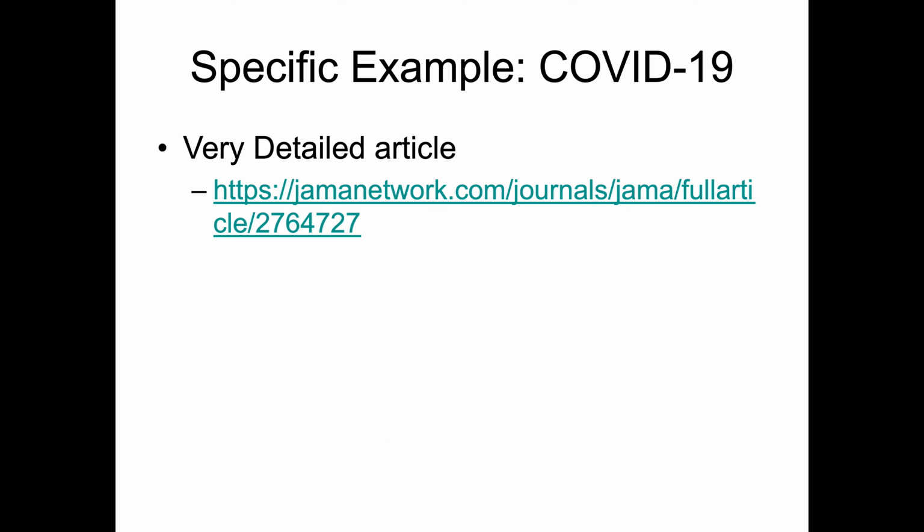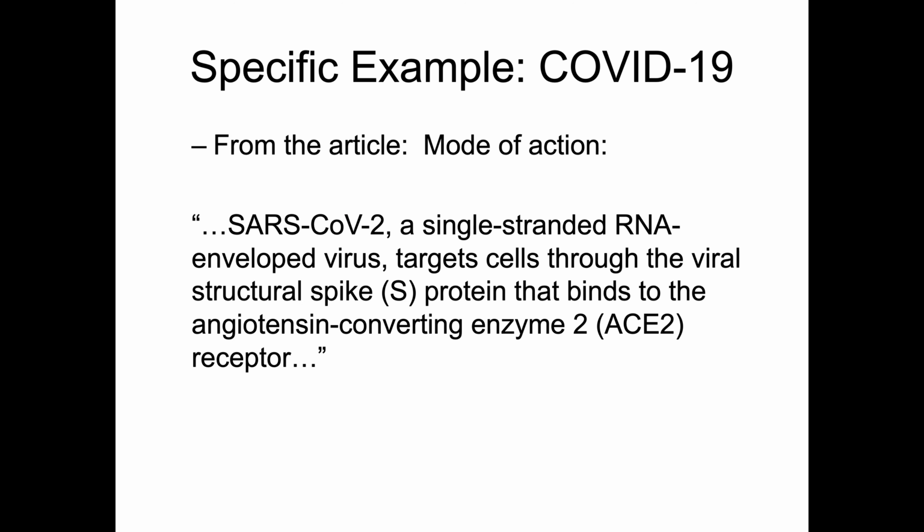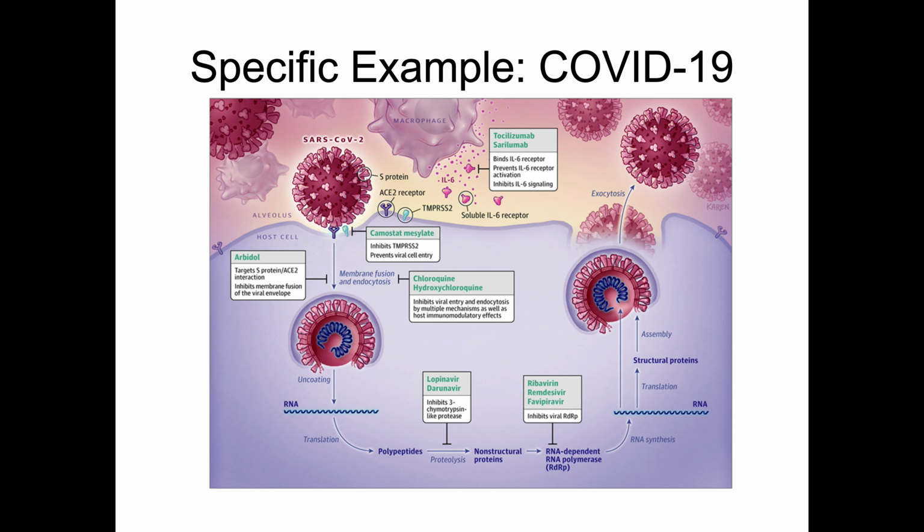Right? Now this is a really detailed article. I'm going to spend just a few minutes on COVID-19 because we're almost done with this, and then we'll segue into the next topic. So this is what the article says. It's an RNA virus, and it targets cells through the viral structural spike protein, which binds to a particular enzyme on the cell surface. Remember we talked about enzymes and proteins on the cell surface. So they've already found this out, and this is how the COVID virus works.